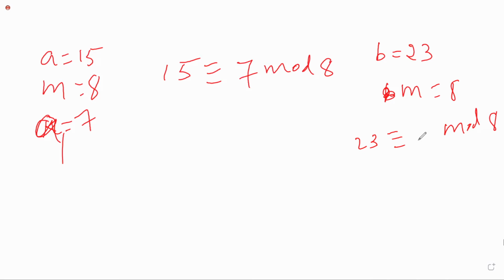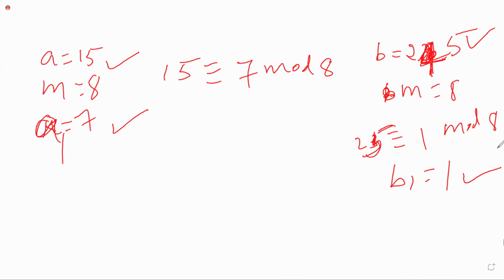Or you can take 24. Instead of taking 23, I'm going to take 24. So 24 is congruently equivalent to which value? 24 means 0. We'll get 0. Otherwise, we'll take 25. So 25 is congruently equivalent to mod 8, isn't it? So 25 mod 8 is 1. So 1 mod 8. So here B1 is nothing but 1. So A is 15, A1 is 7, B is 25 and B1 is 1.